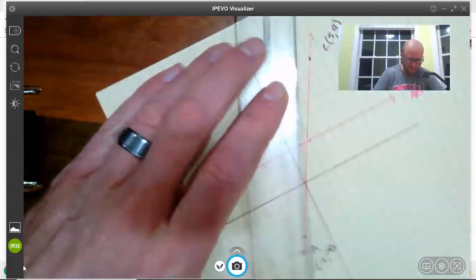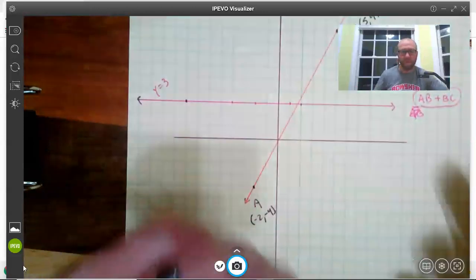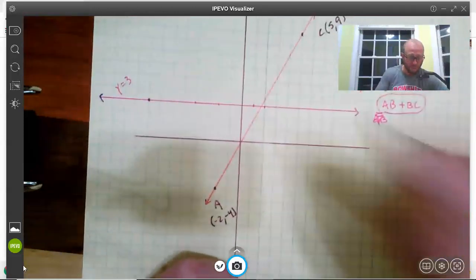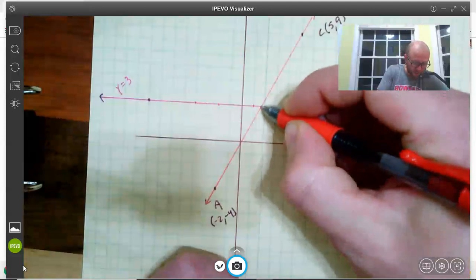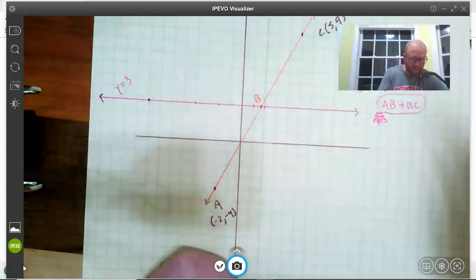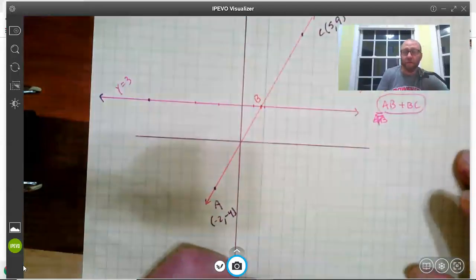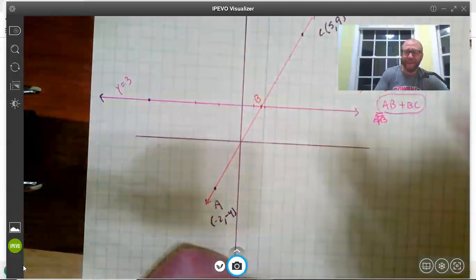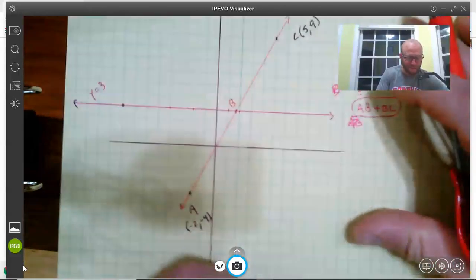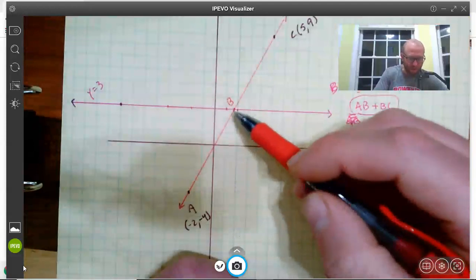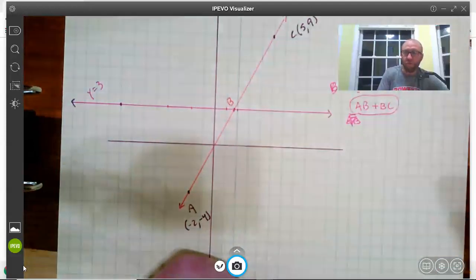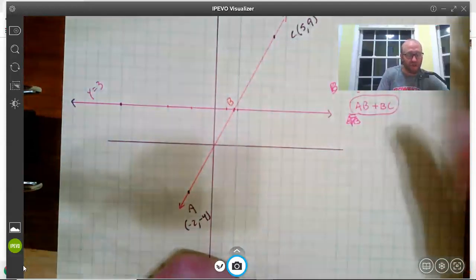So we want B to be right here. I keep saying C. I want B to be right there. So now, the distance from A to B plus the distance from B up to C will be as short as possible. Can't get any shorter than that, a straight line.